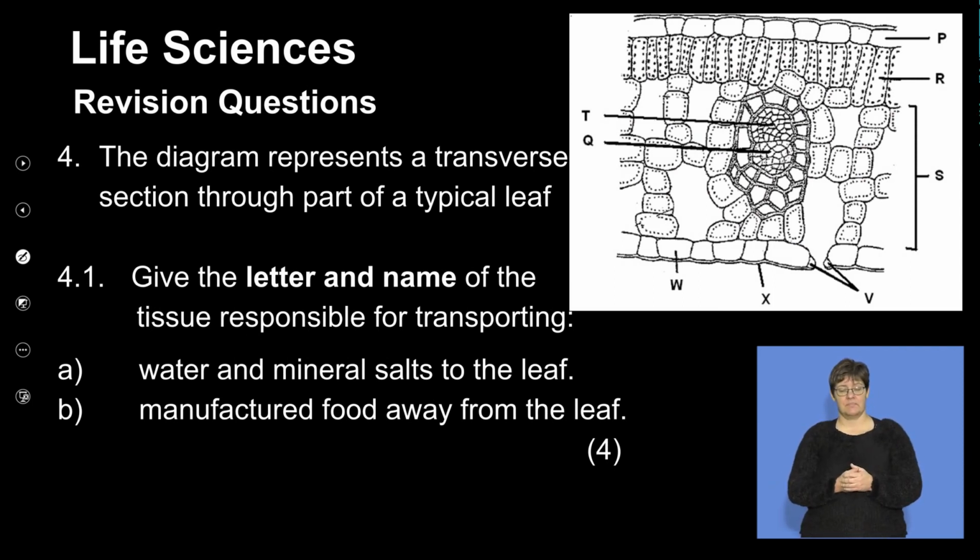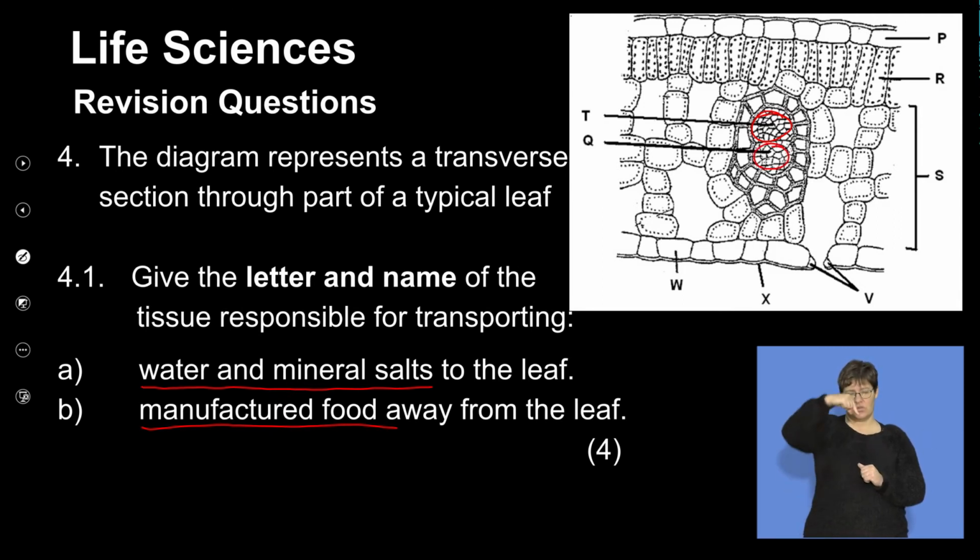Next one is a drawn picture of a leaf with a whole lot of the different parts labeled. Let's have a look. Okay, give the letter and name of the tissue responsible for transporting water. So you now need to look, and transporting water, that is T, the xylem. Transporting manufactured food away, that is Q, the phloem. And the reason why it's 4 marks is because there's a mark for the letter and a mark for the name.